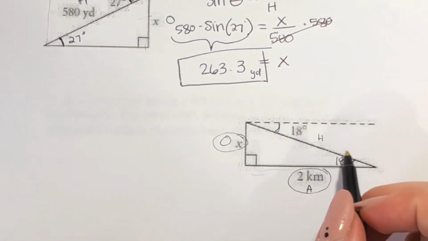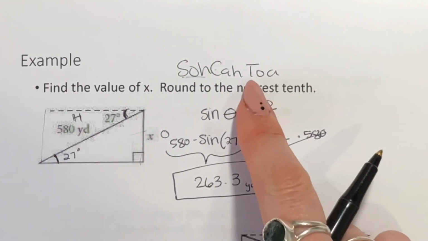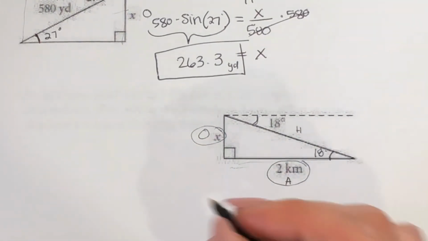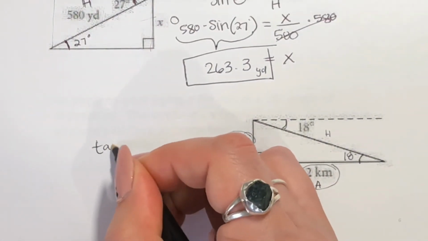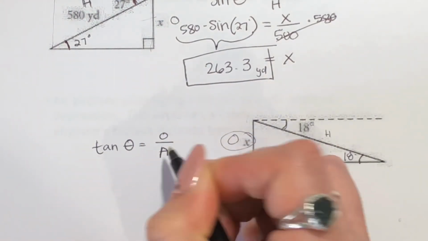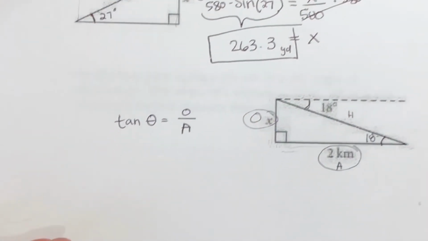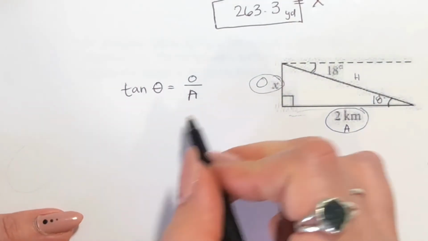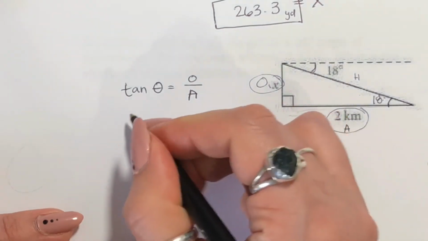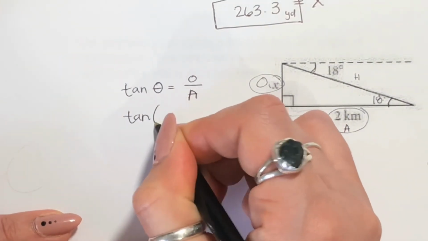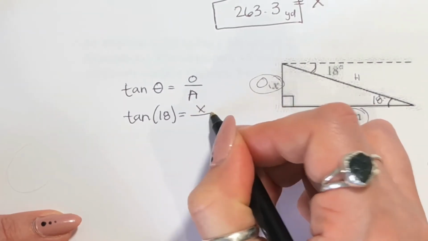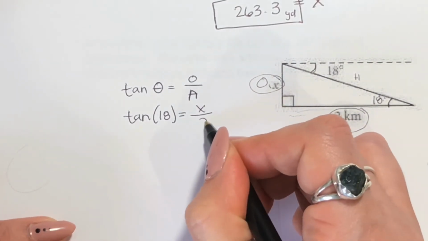So I want to use tangent, since tangent uses O and A. So I'm going to use tangent for O and A. If we set up our formula, tangent of the angle equals the opposite side divided by the adjacent side. That's the formula to use. So if I plug in my 18 degrees, x for my opposite side and 2 for my adjacent side, I get tangent of 18 equals opposite side x over the adjacent side 2.